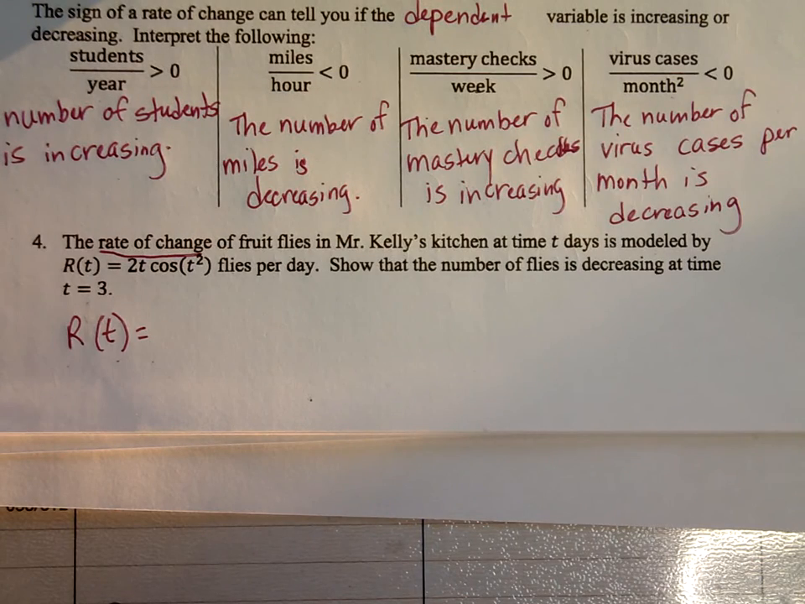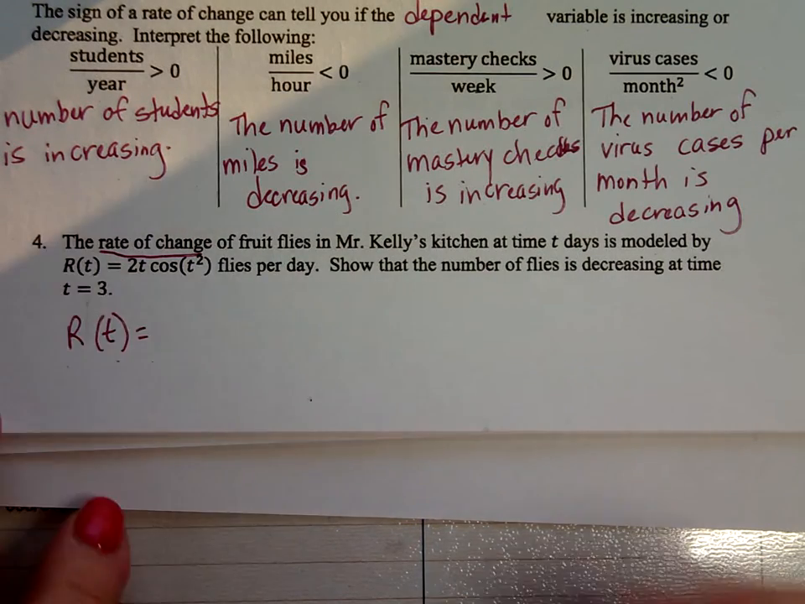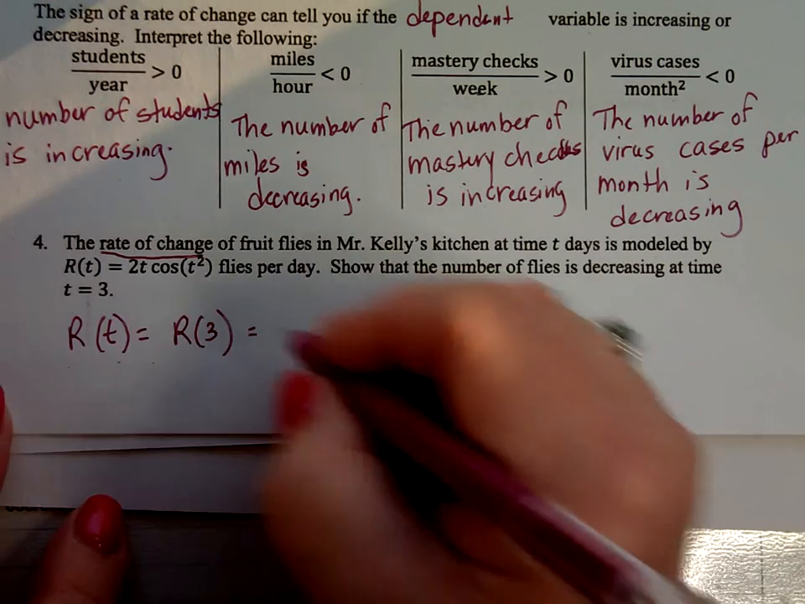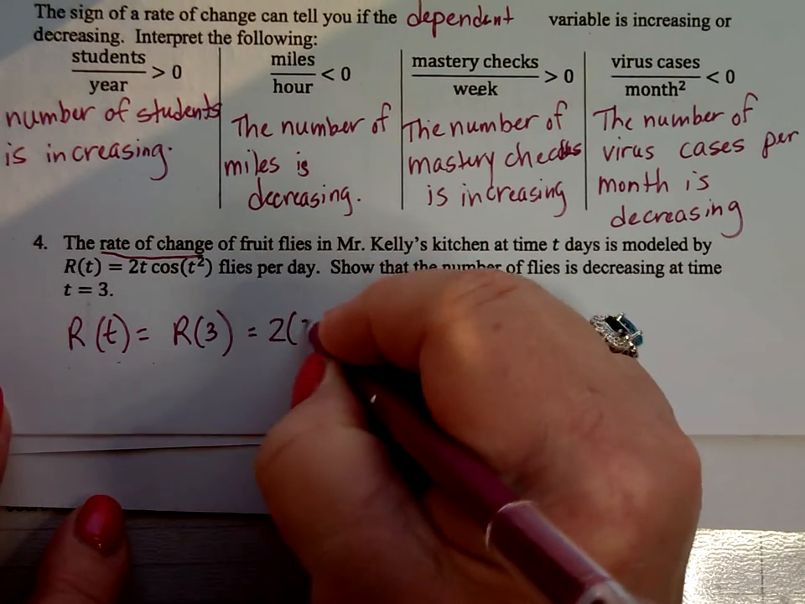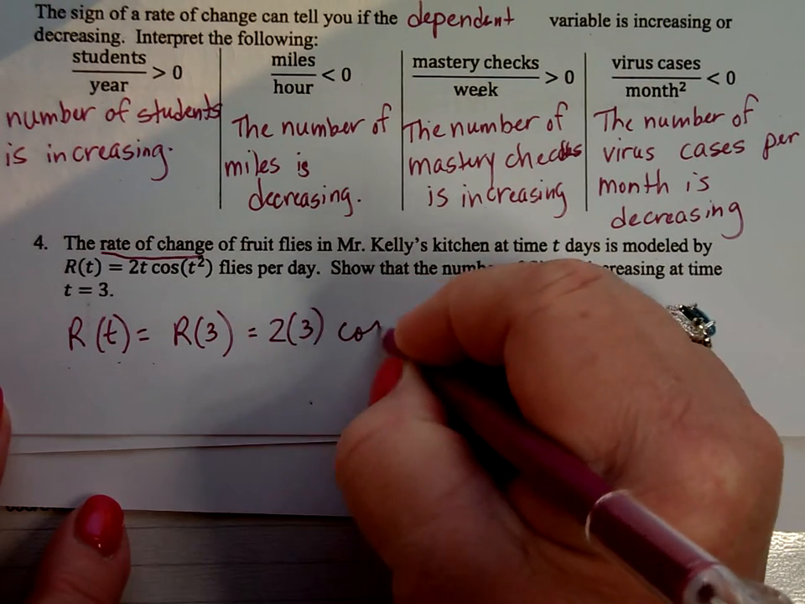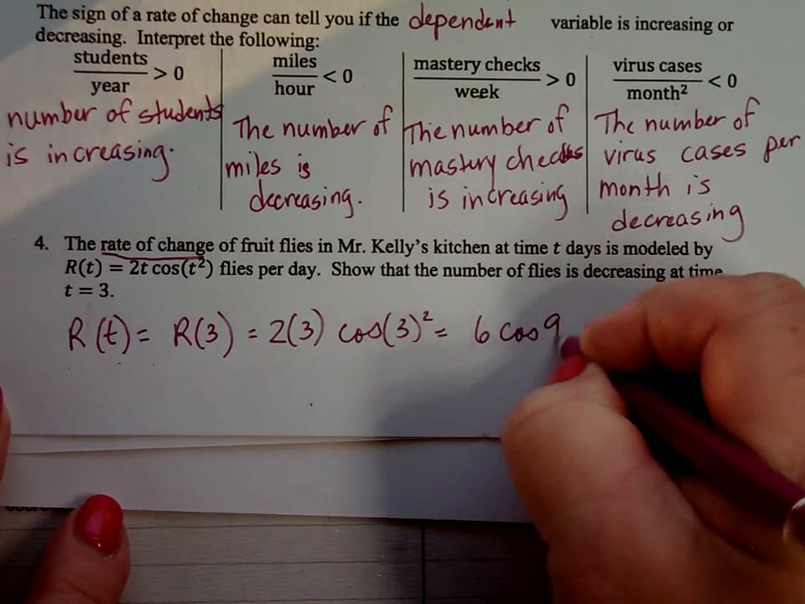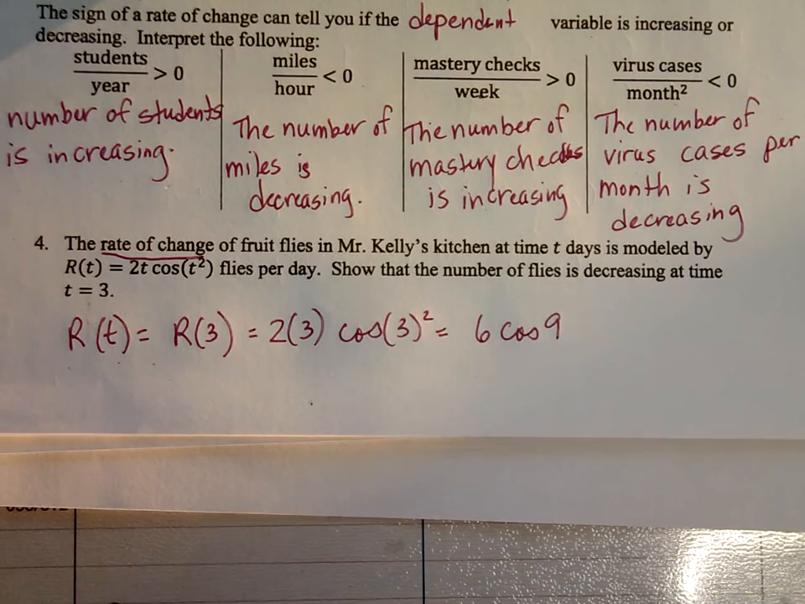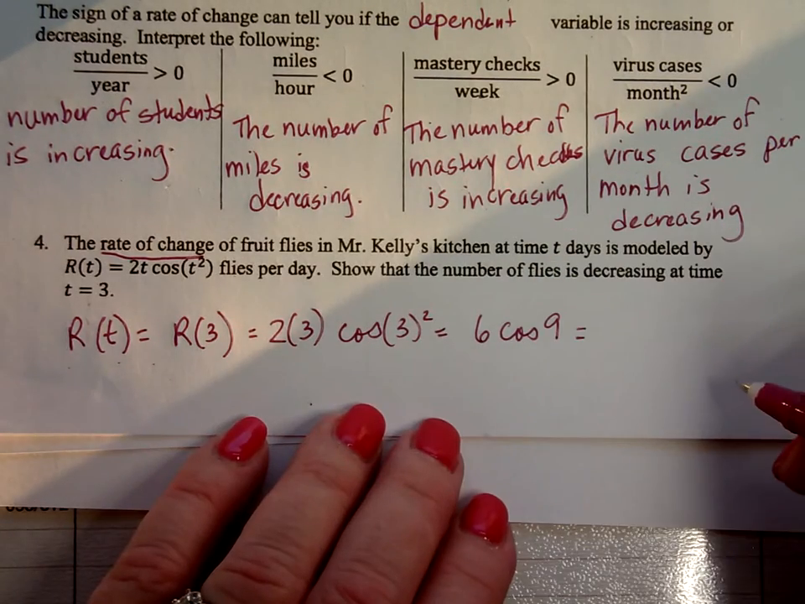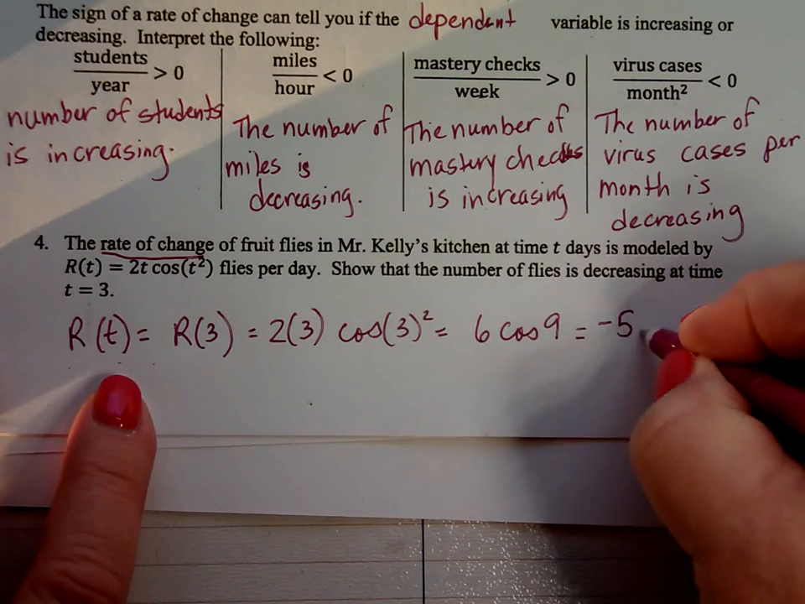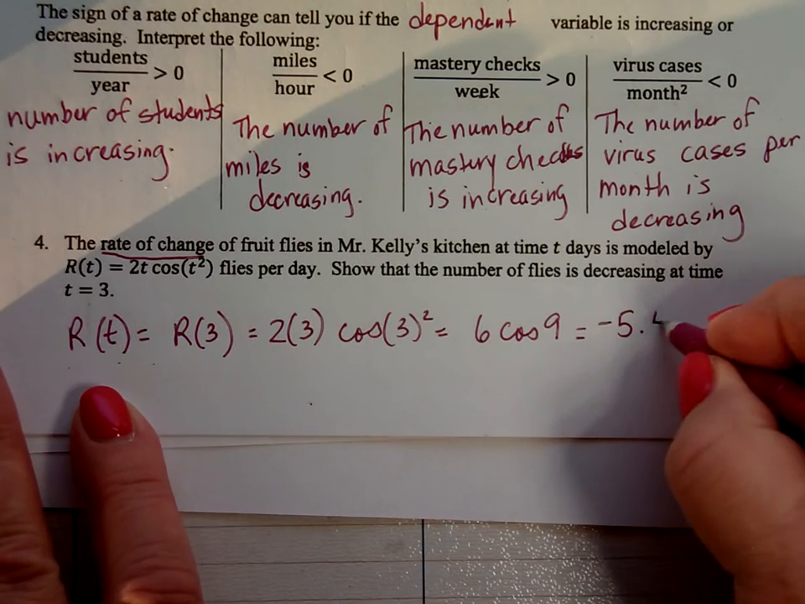R of t. So I want to know what r of 3 is. So all I have to do is plug a 3 in. 2 times 3 cosine of 3 squared, 6 cosine of 9. So I go to my handy dandy calculator and I say, all right, Mr. Calculator, what is this? And the answer comes out to be negative 5.4667.